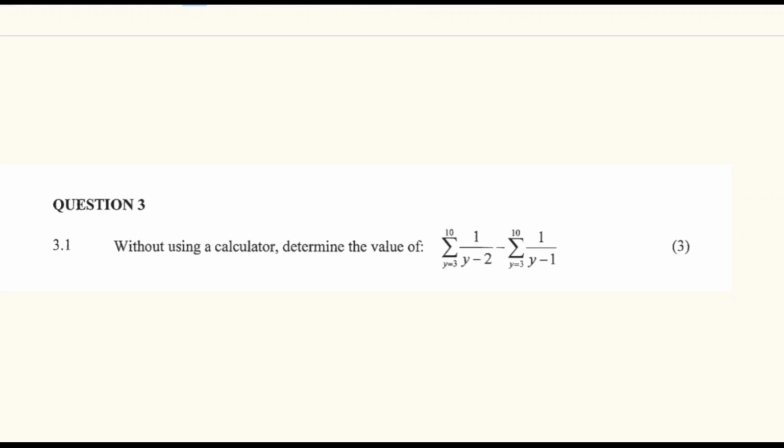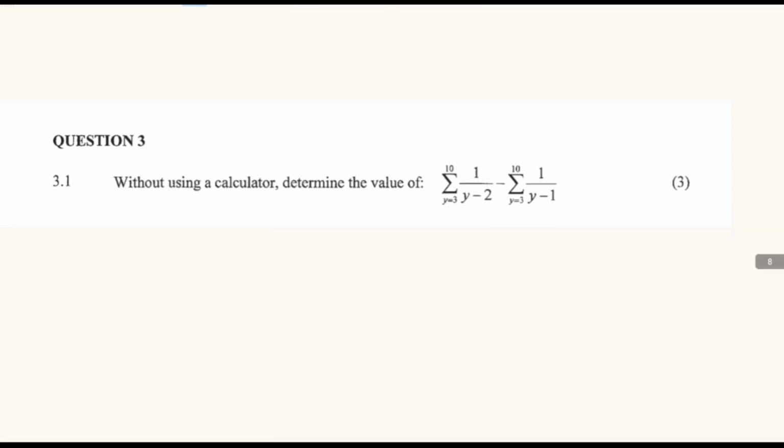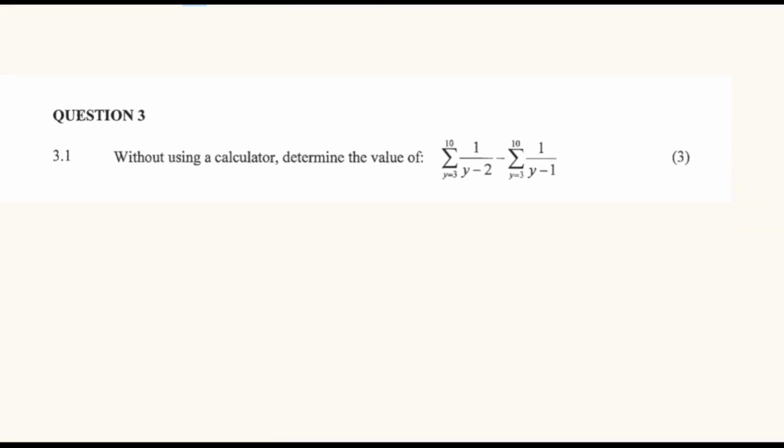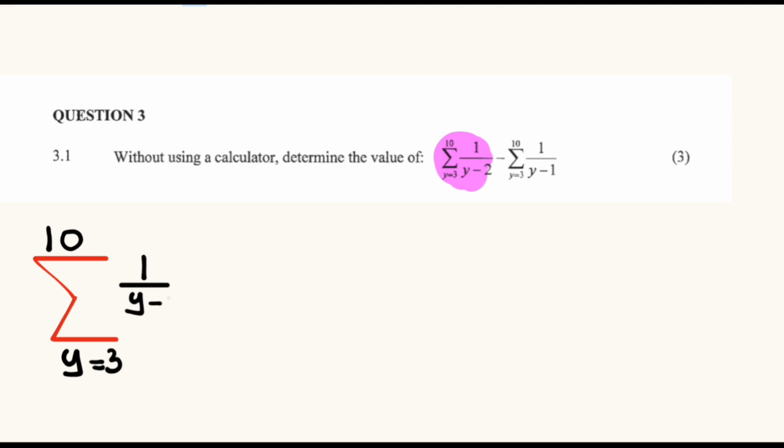We approach this question manually, where we will substitute first y equals 3 where there is a y, and we will substitute y up until y equals 10. Let's determine first the first sum, and then we'll determine the other one later. So we have the sum from y equals 3 up until y equals 10. We focus first on the first summation, where we have 1 divided by y minus 2.